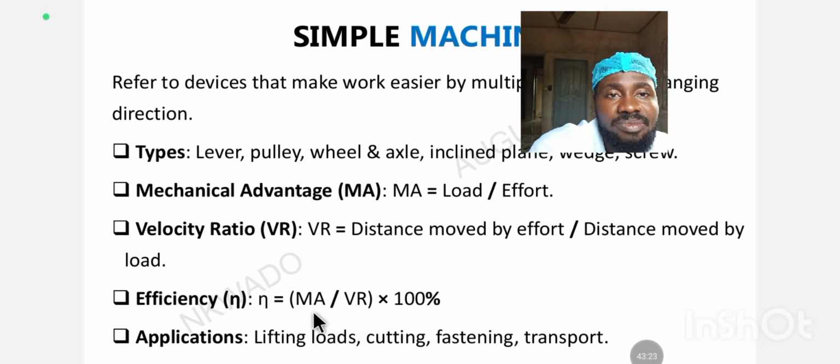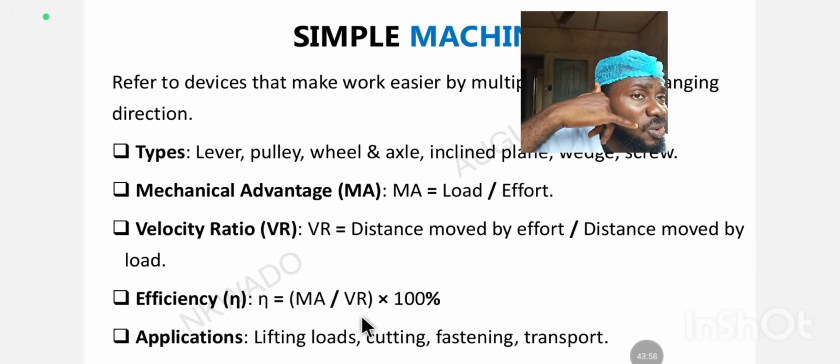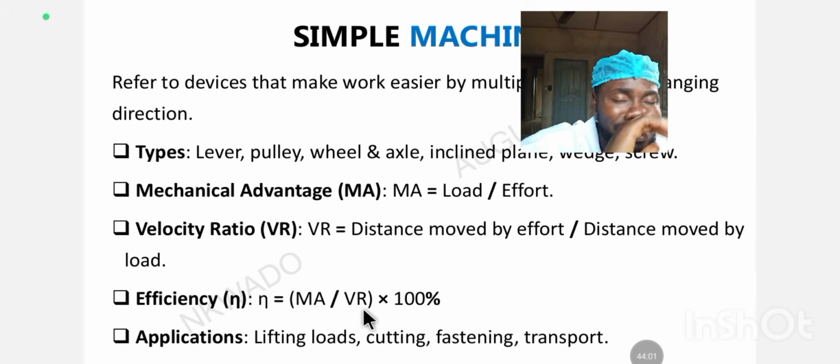Very easy, easy peasy. So let's look at the application of machines. We use machines to do almost everything on earth. Even your phone that you use to make calls is a machine. It's a type of lever. Everything we do on earth, we use machines to achieve them. So you have to know. Even, like I said, your phone is a machine.